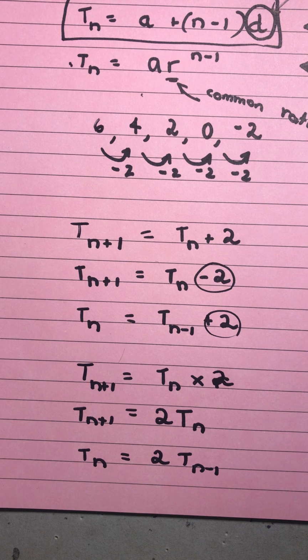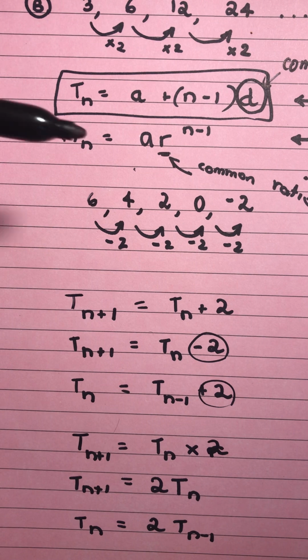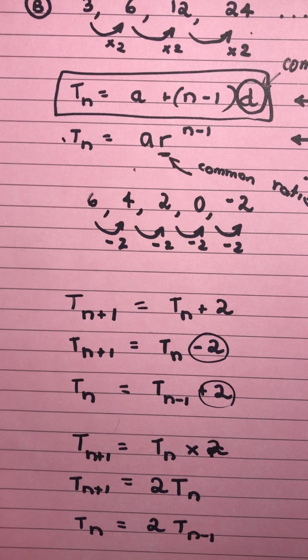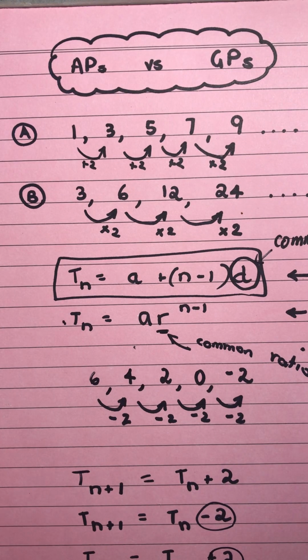Some questions you can then go on to finding a general term, which is using one of the rules up here, and finding different values. You might find the 10th term, or you might find when a sequence gets to a certain value. But that's the basics in the difference between those two and how to know if it is an arithmetic or a geometric sequence.